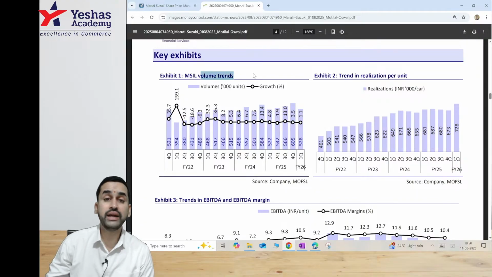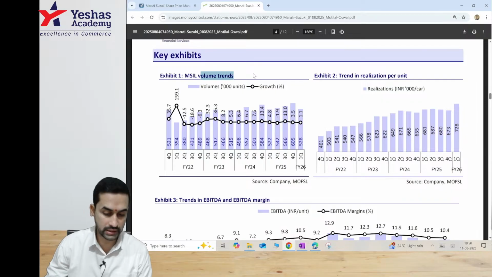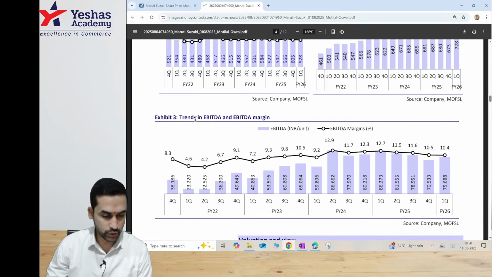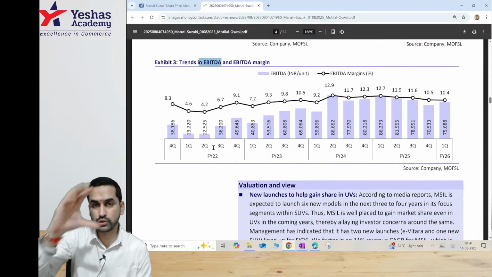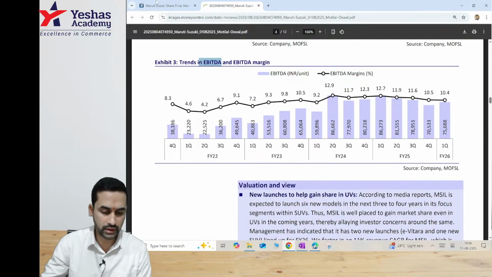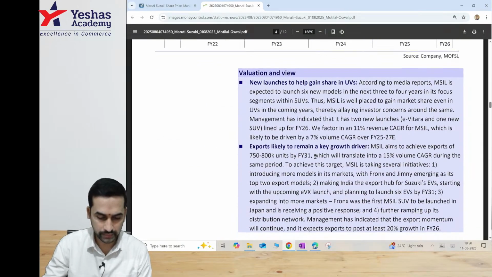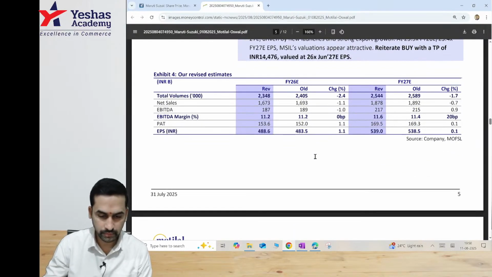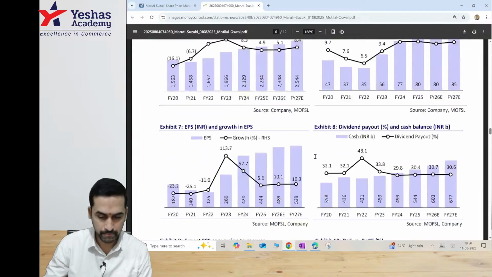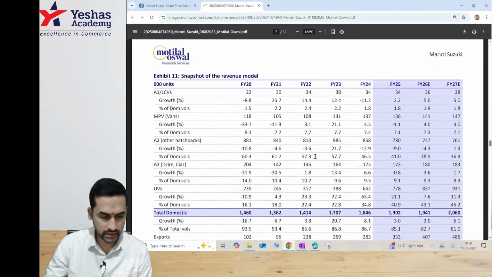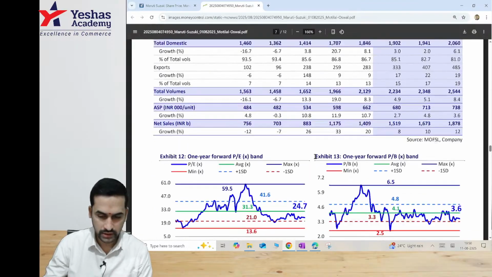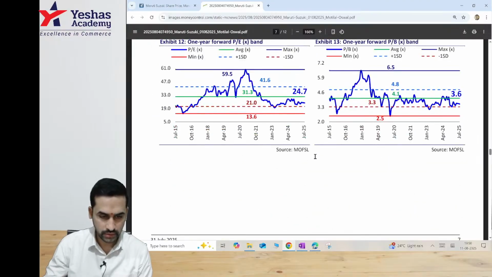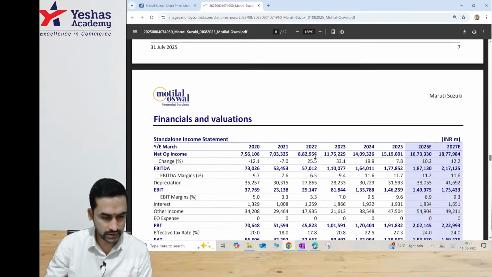Volume is how many vehicles were sold, number of cars, basically that. Some of this you won't understand, don't worry. EBITDA, they basically put whatever you saw in the table, they present it in graph and chart format. Okay, come down further, keep coming down. Lot of charts and other things, sales growth, margins and other things.